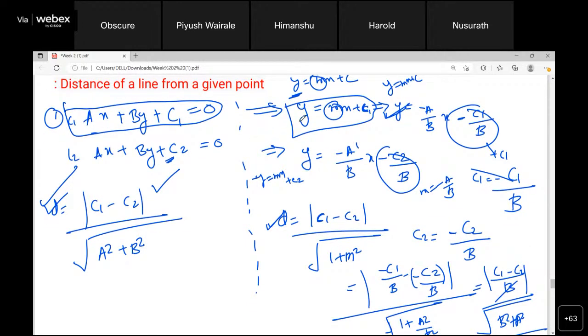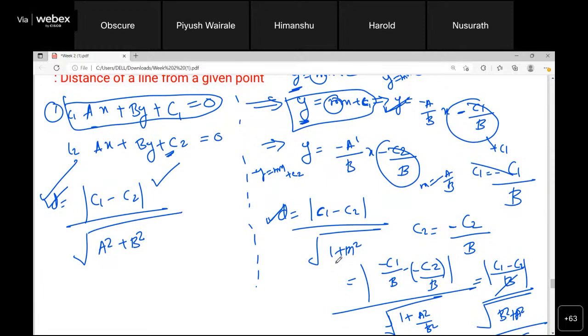Okay, but here the coefficient of y is 1 only. Here it is b, it can be any value. Then that's why we are using this. If it is 1, you can go directly for this.